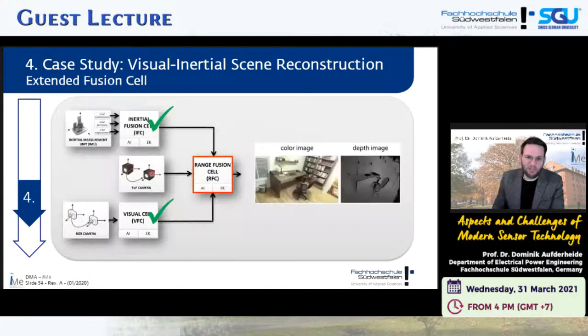So what we also did then is that we have an extended fusion network where we also added, beside the RGB camera, a so-called time of flight camera, which gives us, beside the color image, a depth image of the scene. And with this additional knowledge, we would then be able to actually create also a dense representation. As I just see, there is another question.